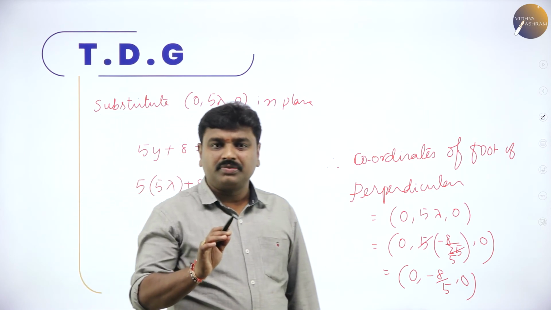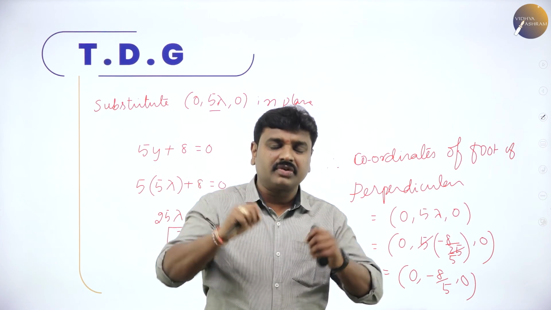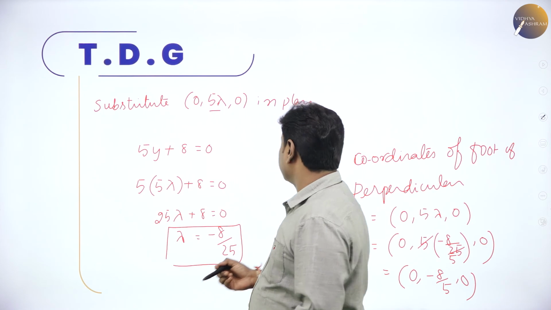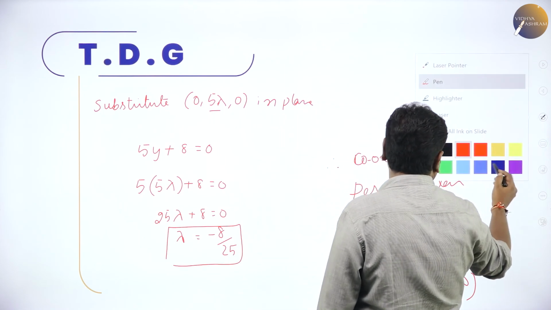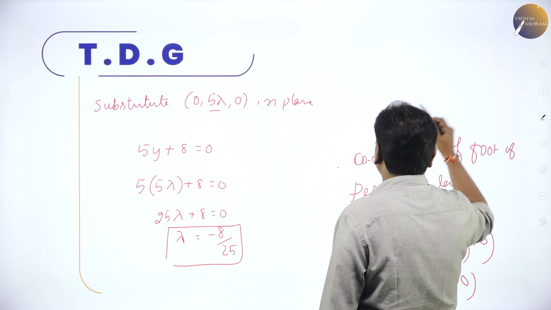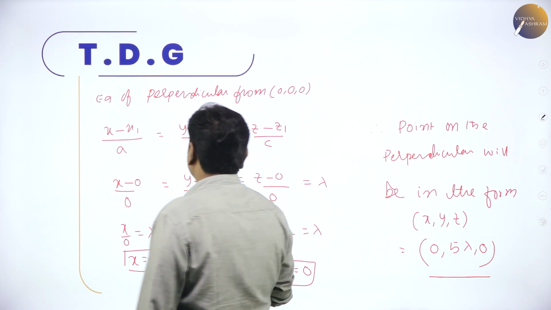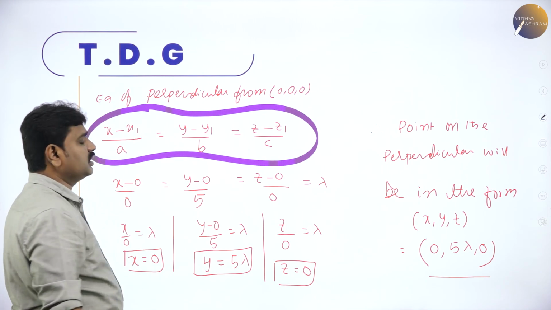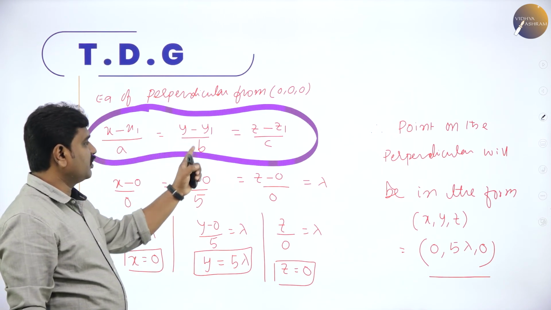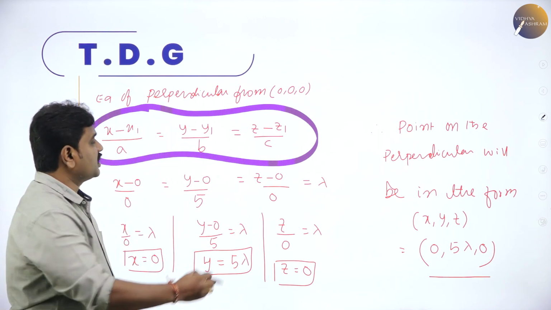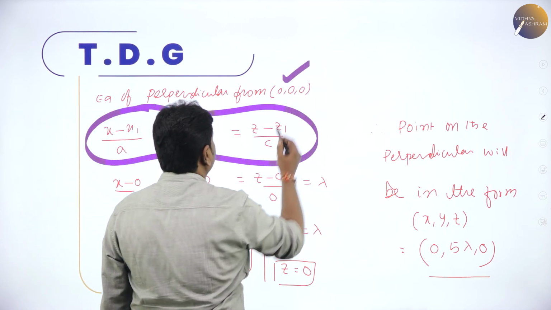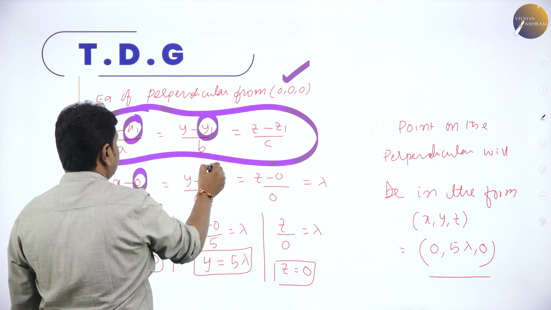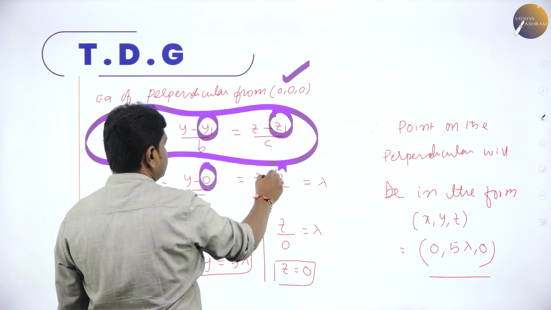So in all the problems, first we create the equation of the perpendicular. Perpendicular is a line, so the line will be in what form? In all the problems, the line will be in Cartesian form. What is the Cartesian equation of a line passing through a point? (x minus x1) by a equal to (y minus y1) by b equal to (z minus z1) by c. Because they told us the perpendicular is drawn from the origin, in the place of x1, y1, z1 we put 0, the origin.